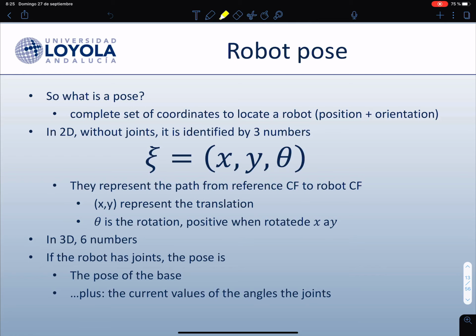So in these 2D examples, where the robot doesn't have any joints, by the way, the pose is defined by three numbers, the x, y, and theta numbers that represent the translations and rotations that we have to perform on the yellow frame to get to the robot coordinate frame.